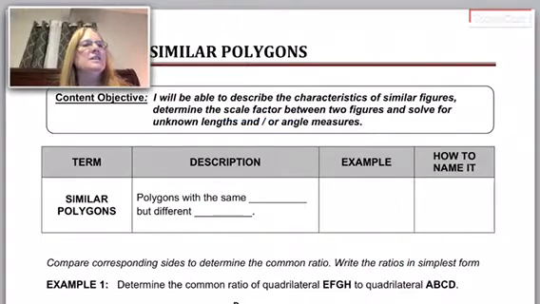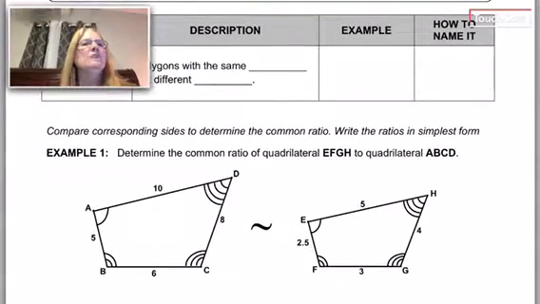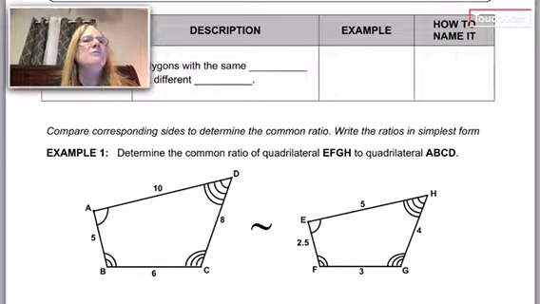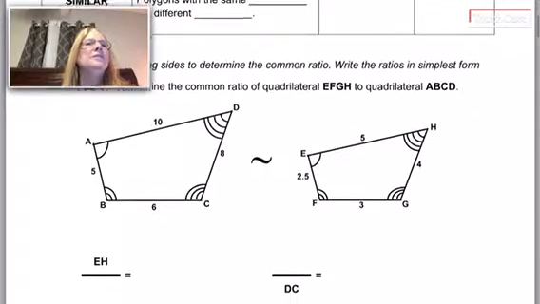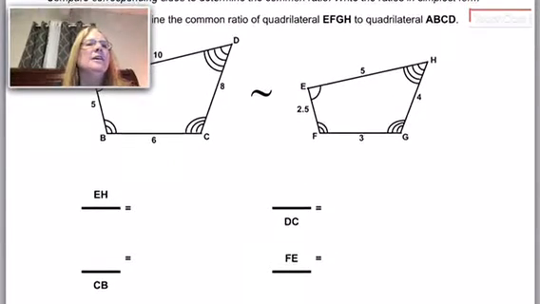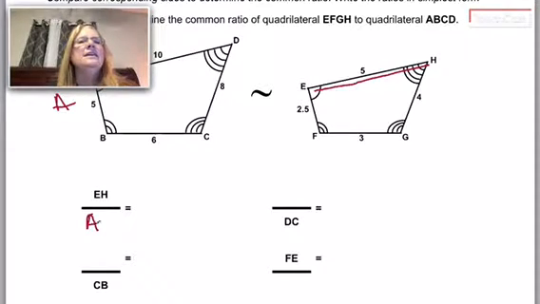Okay, let's look at our first example. Determine the common ratio of quadrilateral EFGH to quadrilateral ABCD. I'm going to have to scroll up enough to cut off that A right there, so I'm going to go ahead and put an A here because that is the name of this first quadrilateral. So EH, this side here, corresponds with side AD. And the measurement on EH is 5, and the measurement on AD is 10.